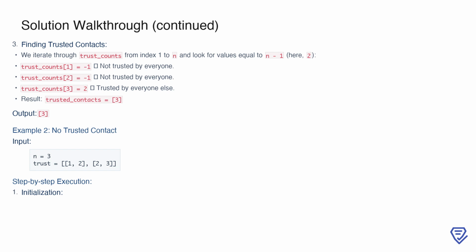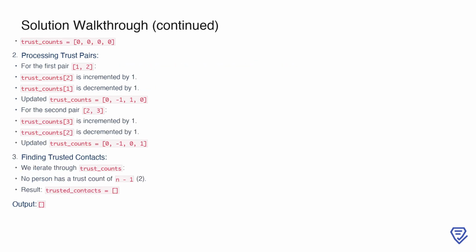Next, let's examine a scenario where there is no trusted contact. In this second example, we have 3 people again, but the trust pairs are slightly different. For this input, we initialize the trust_counts array as 0, 0, 0, 0. Now we process the trust pairs.